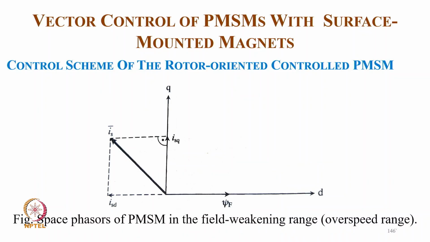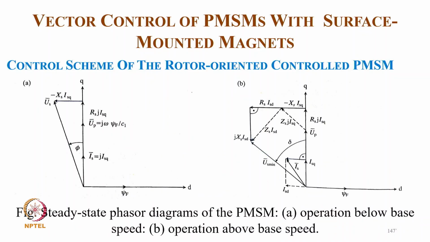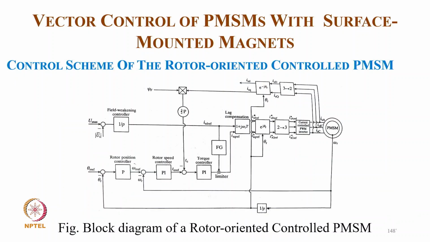And then the space phasor of PMSM in the field weakening region, with the upper speed range where the ID is introduced, and then the phase diagram of operation below the base speed in the first case, and the operation above the base speed with the field weakening.